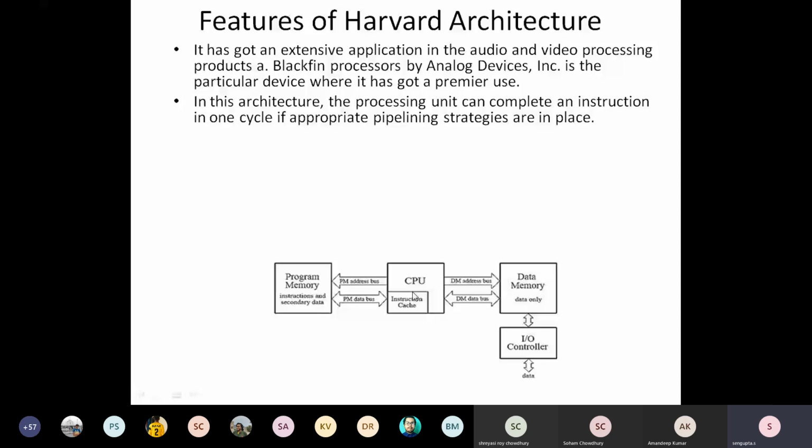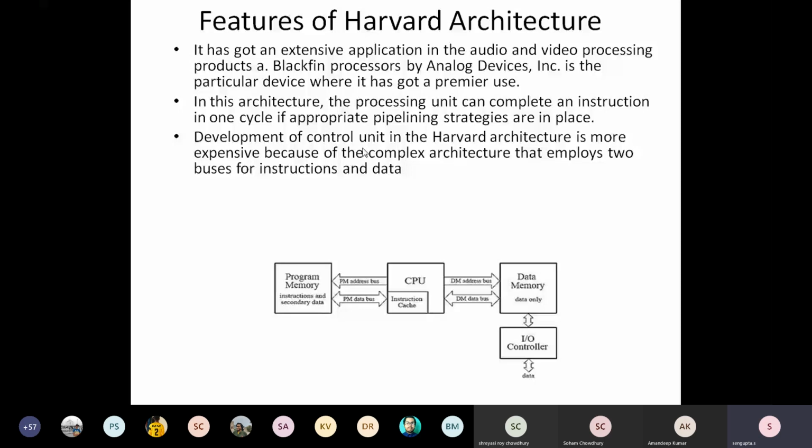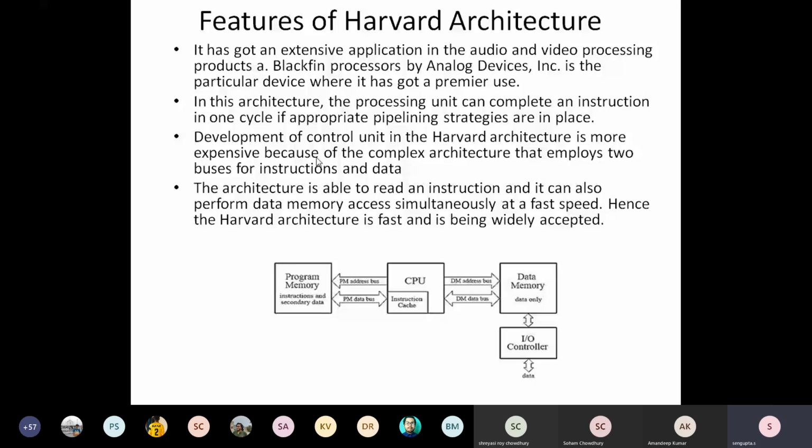The development of the control unit in hardware architecture is more expensive because of the complex architecture that employs two buses, one for instruction and one for data. You have extra buses here, so that is why it's costly. The architecture is able to read an instruction and also perform data access simultaneously at faster speed.